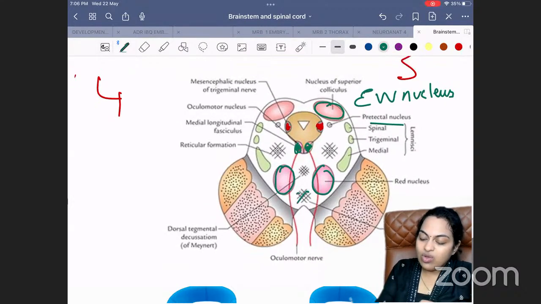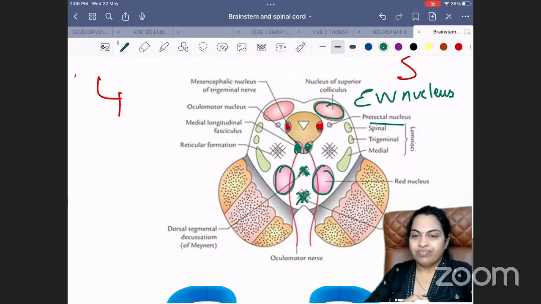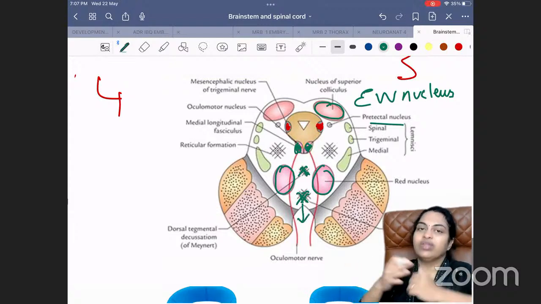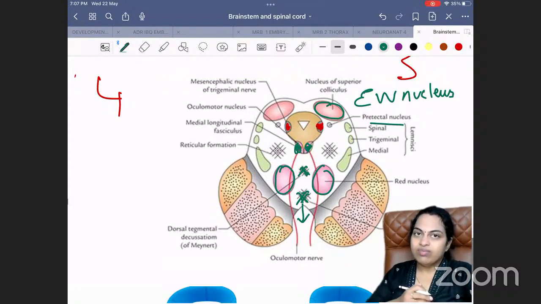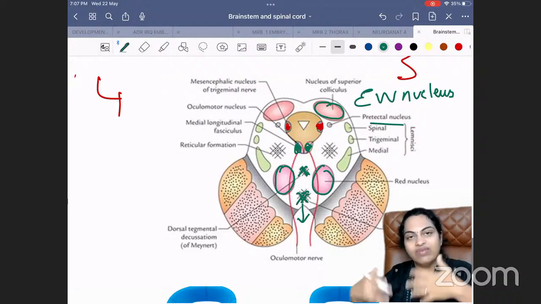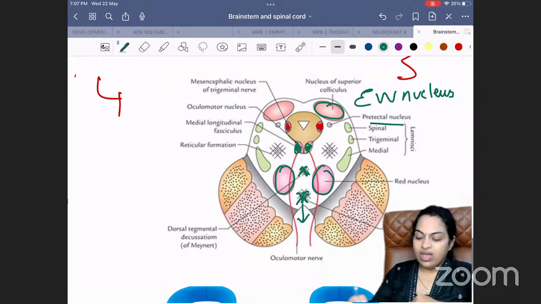And you'll get to see the ventral and dorsal tegmental decussation. So these are the features of the cross section of the midbrain. This ventral tegmental decussation will be the fibers of the red nucleus. Red nucleus, remember we have seen, right? It's motor, I told you. It's receiving information from the cerebellum, from the globus pallidus and giving to the spinal cord. And the dorsal tegmental decussation is again from the superior cerebellar peduncle.